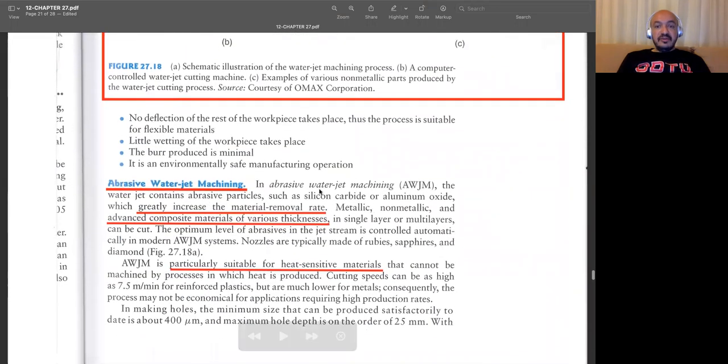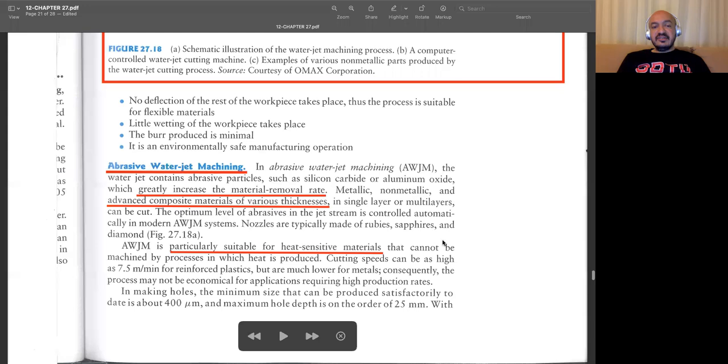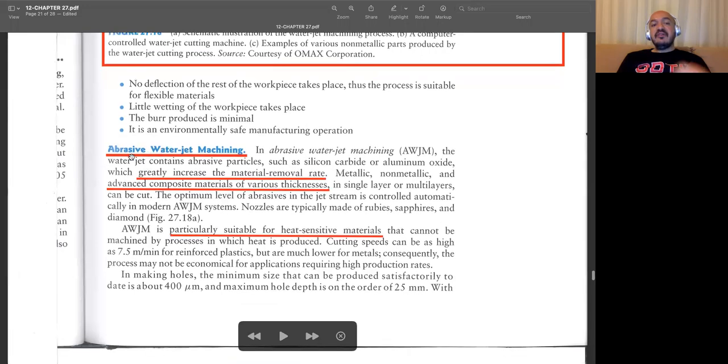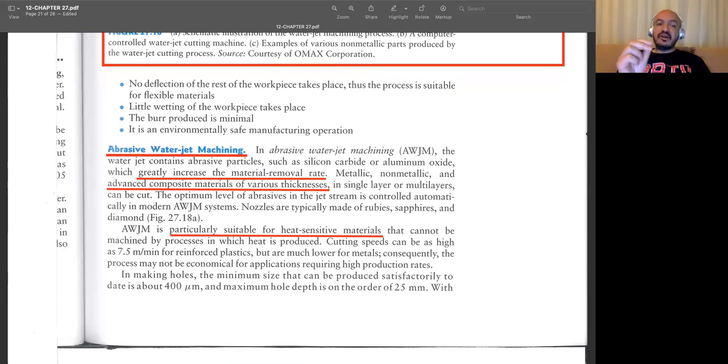And we have a bit different version of this process. It's called abrasive water jet machining. The only difference with respect to the previous one is that we have abrasive particles inside the water jet. With the help of it, you can increase the material removal rate since in some cases water is not powerful enough to remove material. So once you add these extra little particles, the material removal rate is improved, and you can work on somewhat harder, more difficult materials.